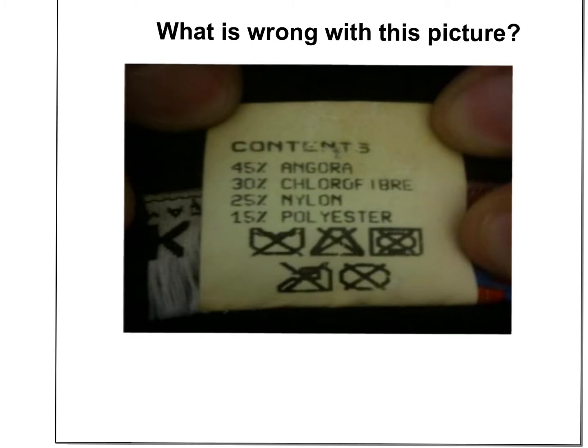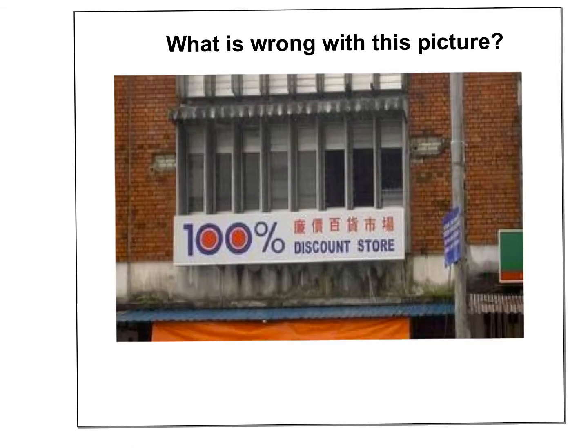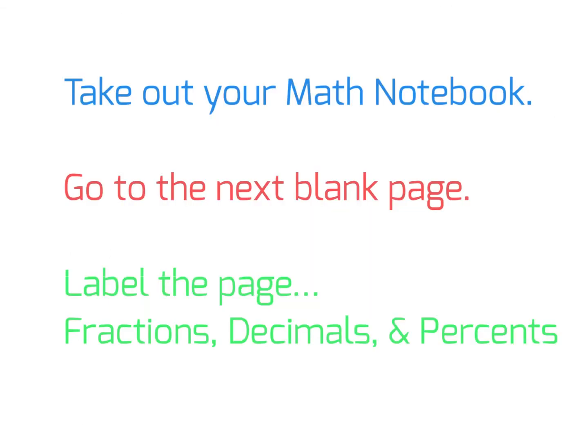How about this one? Same thing. It should add up to 100%, and if I added these all up, I'd get 15, 70, 80, 90, 100. We get 110, 115%. It's way more than 100%. Last one. How can you have a 100% discount? If you did, everything would be free. That'd be awesome. I'd go shopping there all the time.